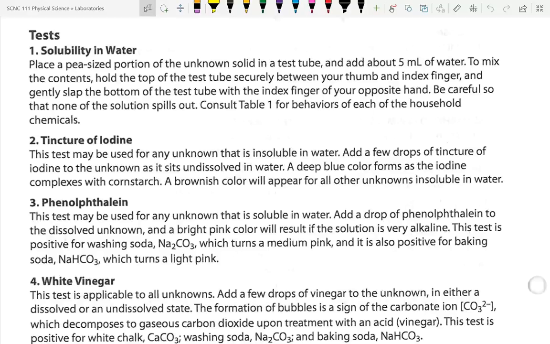So first, solubility in water. Solubility in water is a test to see if it dissolves in water. If it dissolves in water, is that going to be a physical change or a chemical change? If it dissolves in water, isn't it a physical? Okay, we have 2 disagreeing people.